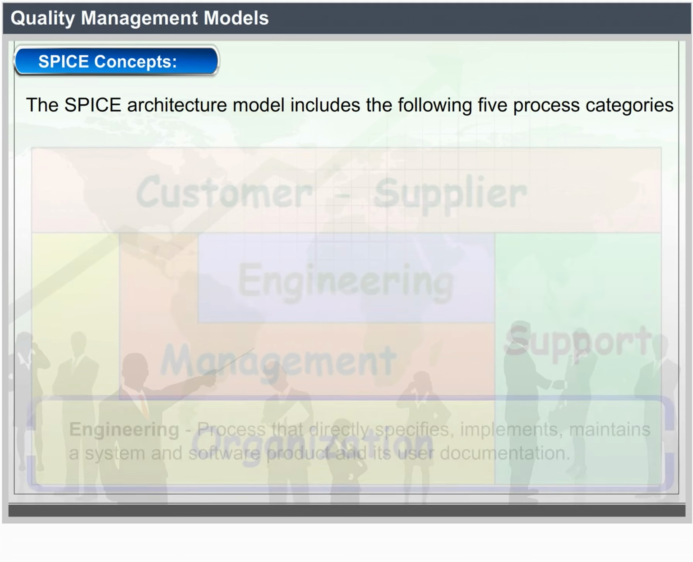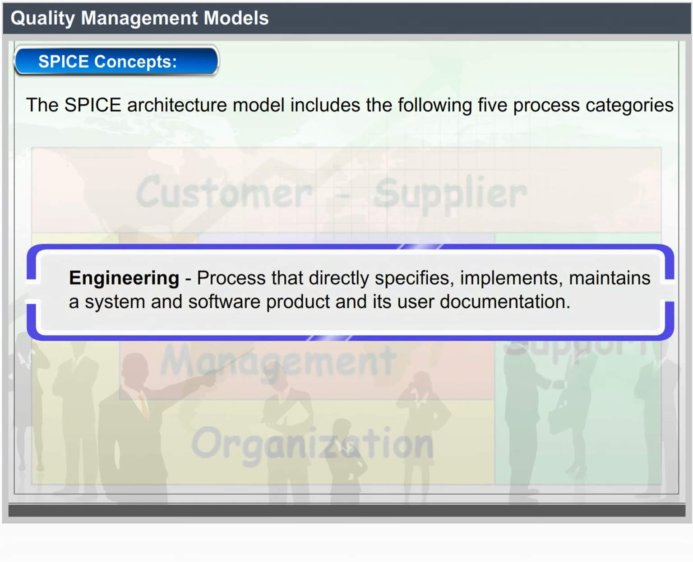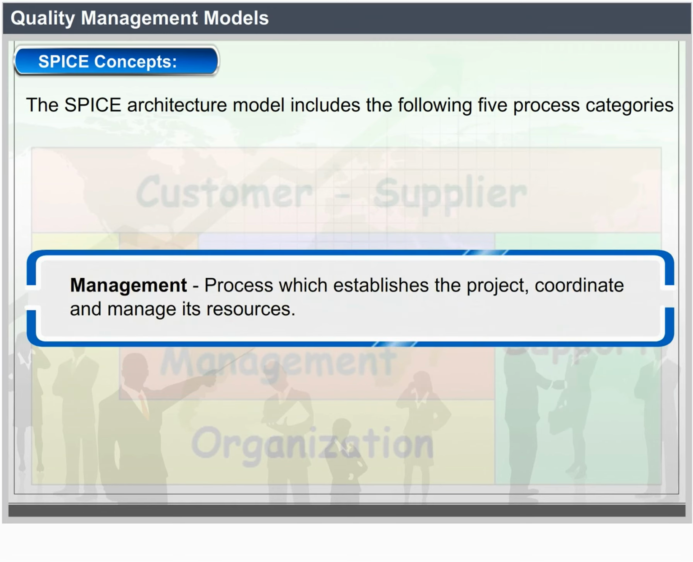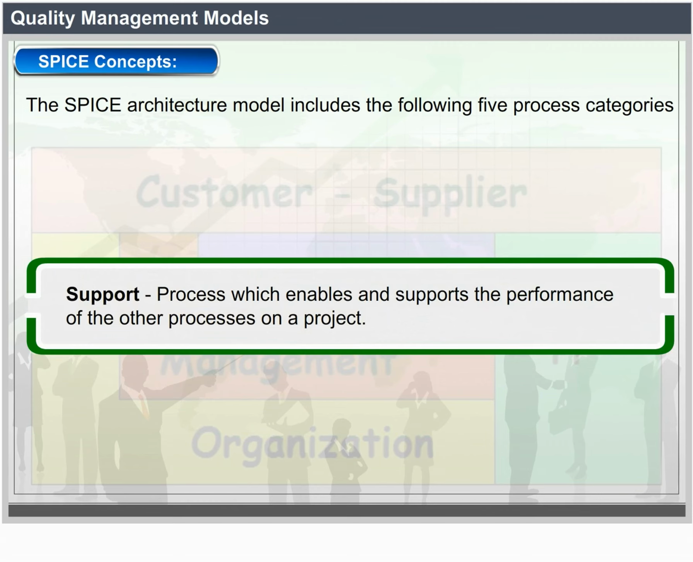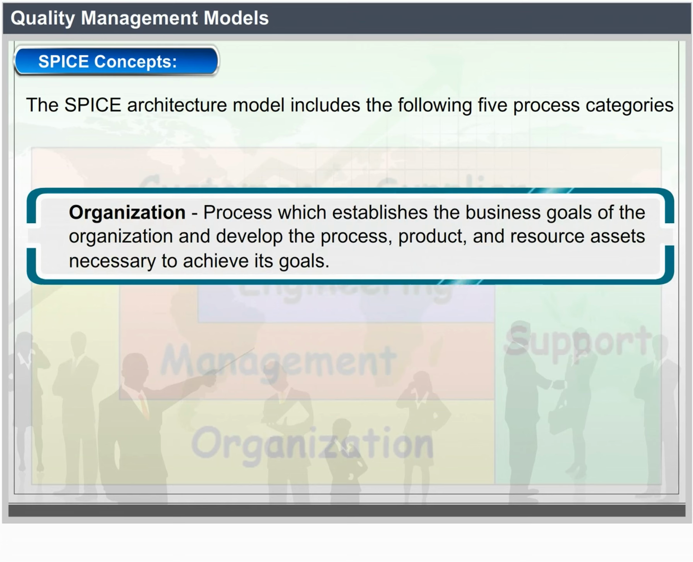Engineering, processes that directly specify, implement, or maintain a system and software product and its user documentation. Management, processes which establish the project and coordinate and manage its resources. Support, processes which enable and support the performance of other processes on a project. Organization, processes which establish the business goals of the organization and develop the process, product, and resource assets necessary to achieve its goals.